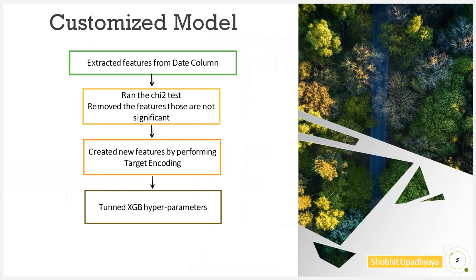So these are the steps I have done to improve the model. First, I extracted the features from the date column. Then I ran the chi-square test and removed those features which are not significant. I have also added features by performing target encoding. And finally, I have tuned the XGB hyperparameters. This overall combination gave me the best performing model on the test dataset.